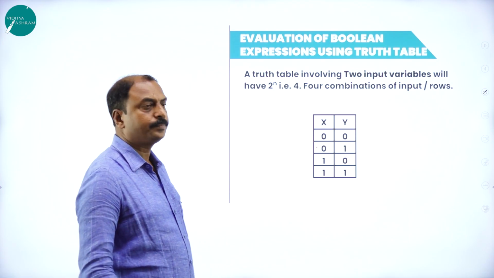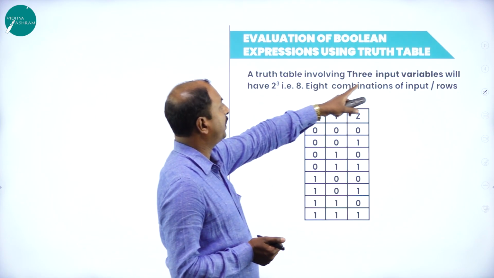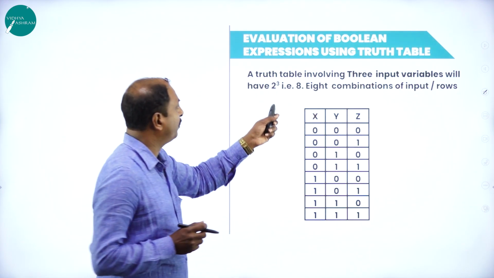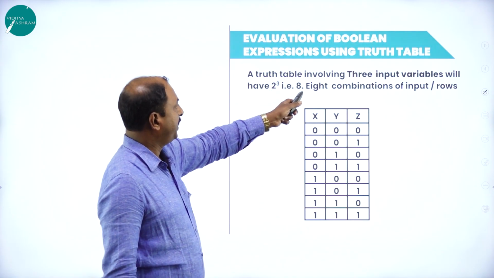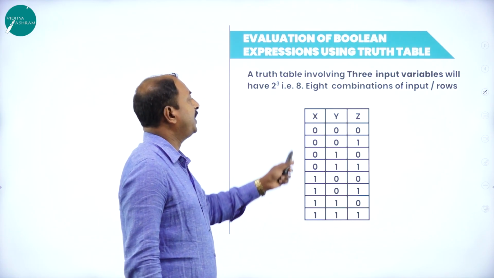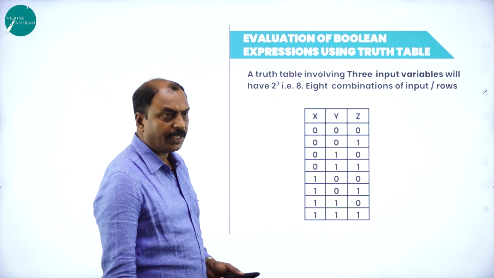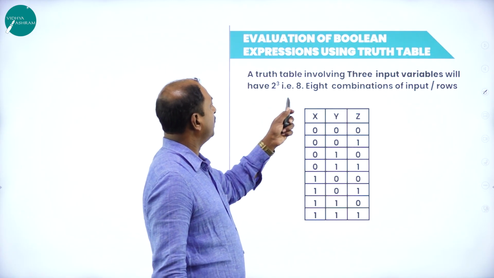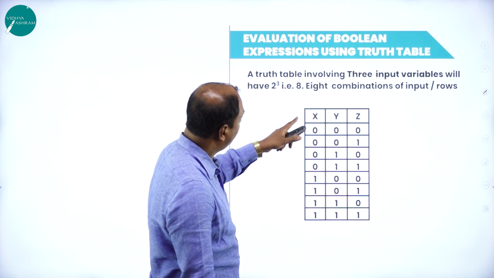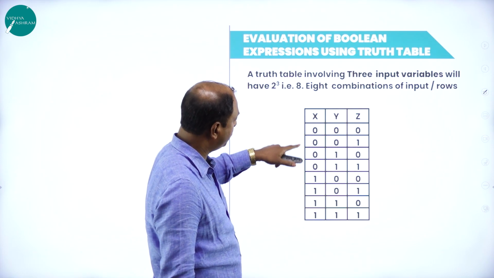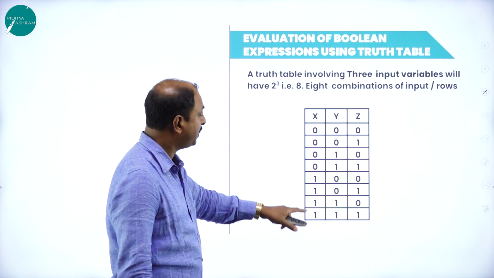Now similarly, we look at one more truth table, involving 3 input variables. Again, the formula remains the same, so this is 2 to the power of 3, which is 8. So it is possible to have 8 different combinations for 3 variables. And generally, how do we write it? If there are 8 combinations, half of 8 is 4. For the first variable, we fill the first 4 with zeros and the remaining 4 with 1.